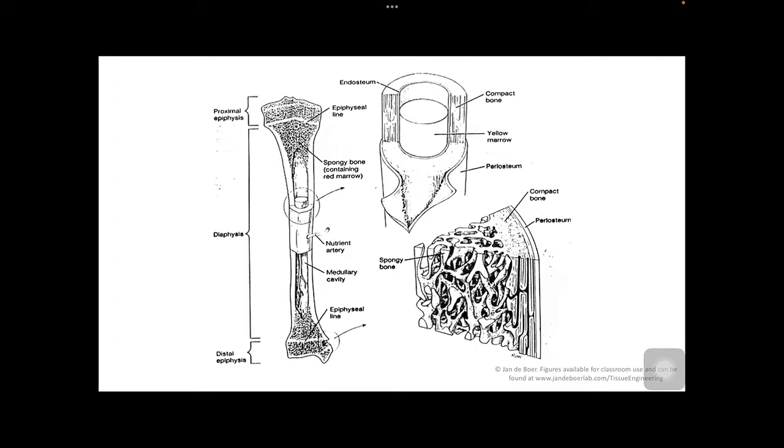So you can see here a femur. This is a femur, a long bone, hollow in the center. In the center, it's basically an important reservoir of bone marrow. Here we say it's containing red marrow, because bone marrow is important for the synthesis of cells in the immune system and red blood cells.